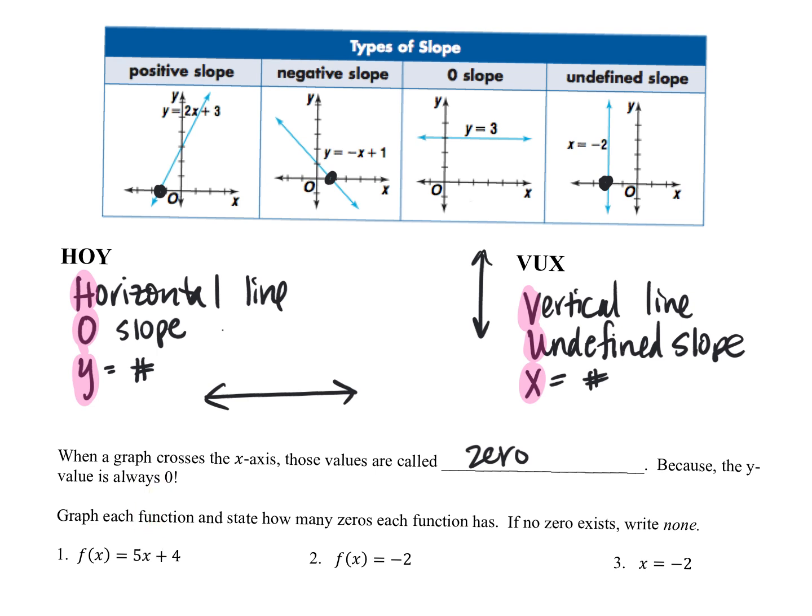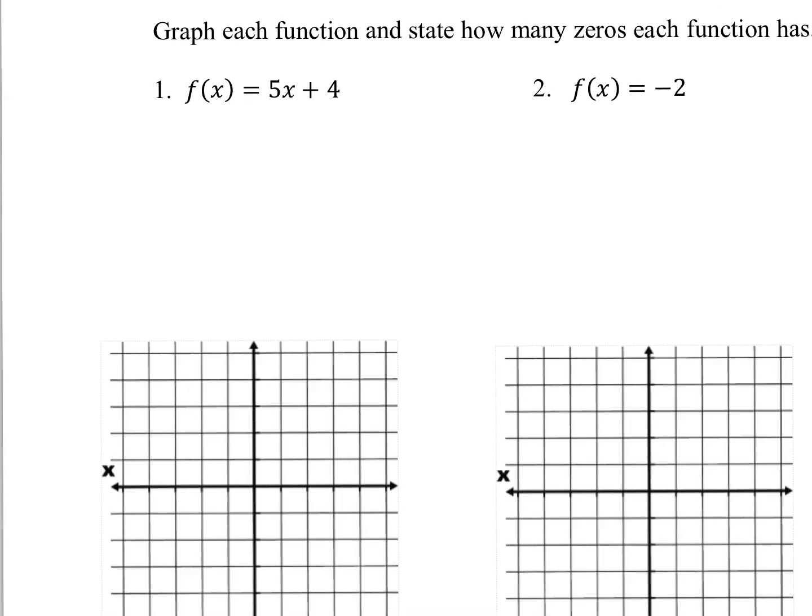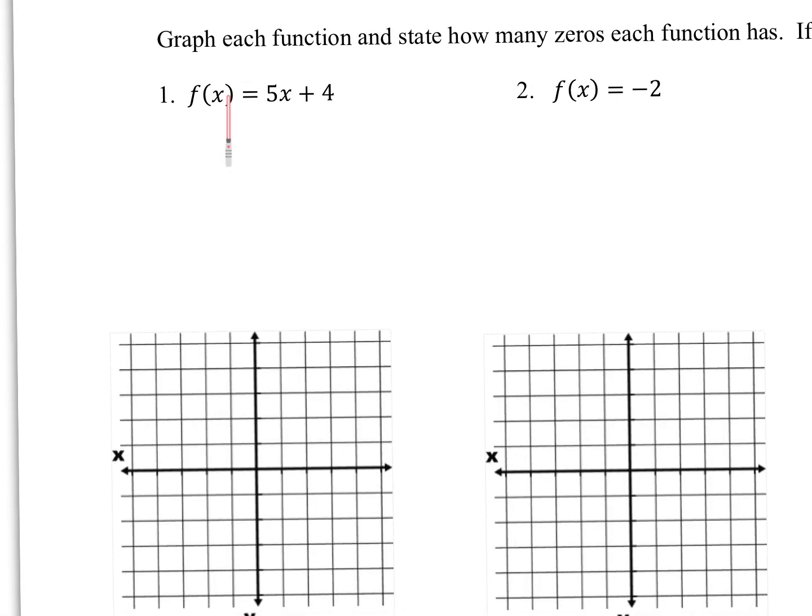Hayden, good. So I said graph each function, state how many zeros it has. If it doesn't have any zeros, say none. So let's go graph this. You guys, what's f of x fancy for? Yeah. So me as a student, I would always go like this. Oh, f of x. And I would just replace it with a y. F of x was too fancy for me. And it confused me. So I just said y equals 5x plus 4.